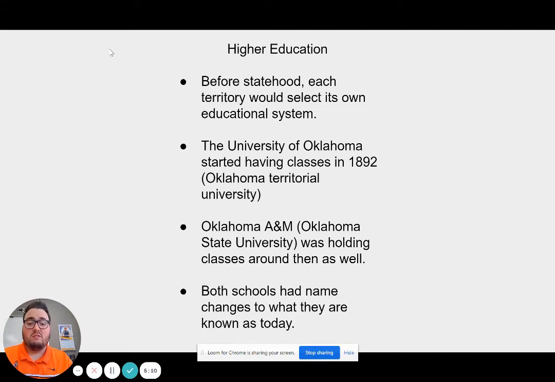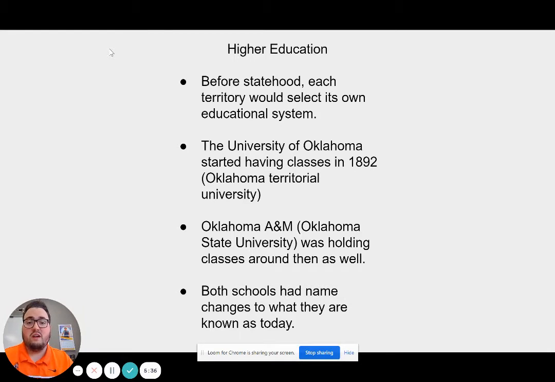Okay, so the University of Oklahoma, the second bullet point, started having classes in 1892. Okay, let's do some math. That's 15 years before statehood. Okay, so it was not called the University of Oklahoma at that point. Like a lot of colleges, it kind of goes through a few names and they eventually settle on one. Okay, so this was in Norman, and it was called the Oklahoma Territorial University, and I'll show you guys a picture of what that looked like here in a minute. But they started having classes 15 years before statehood.